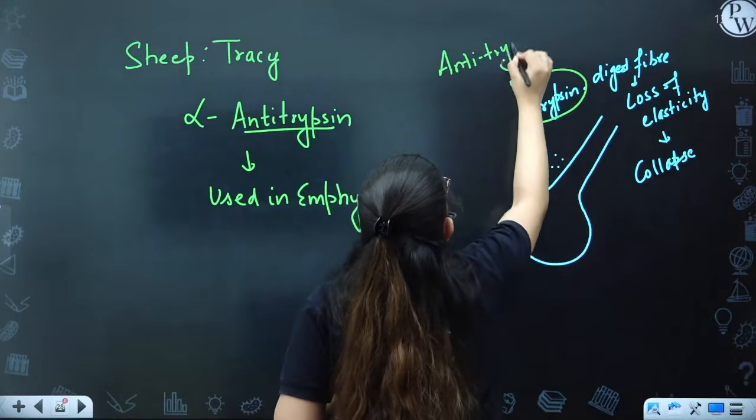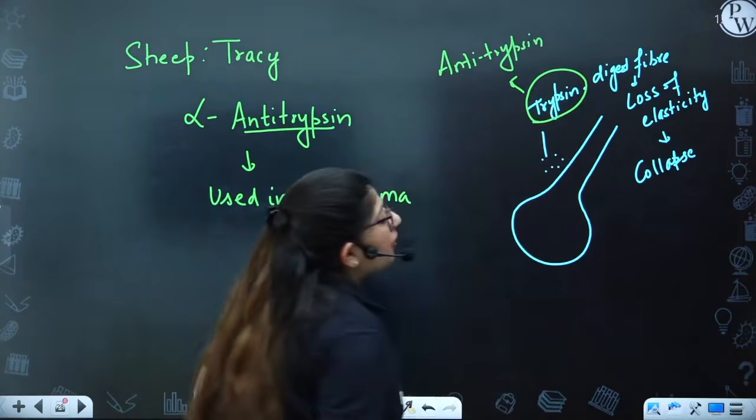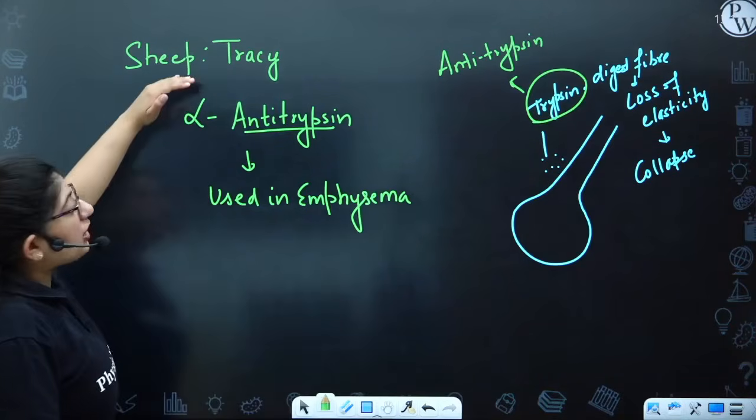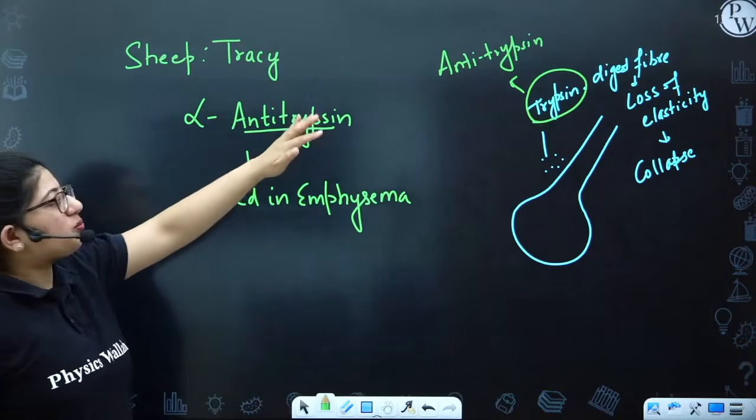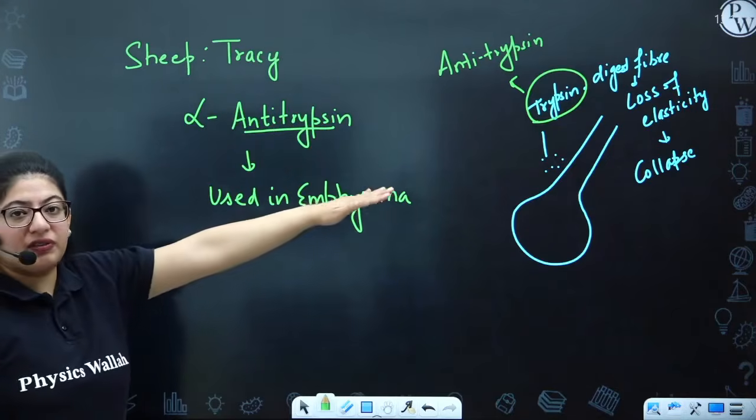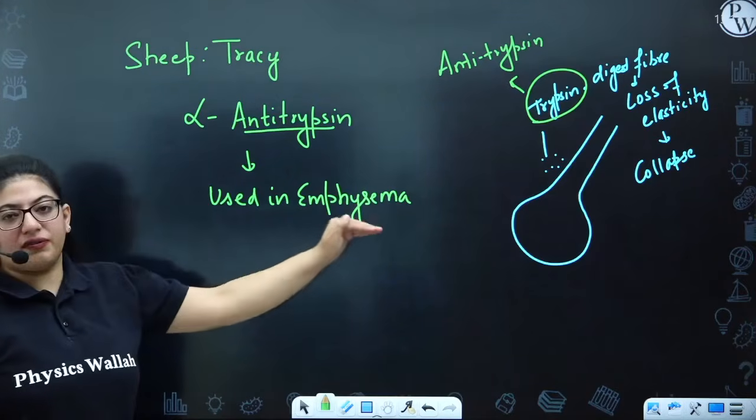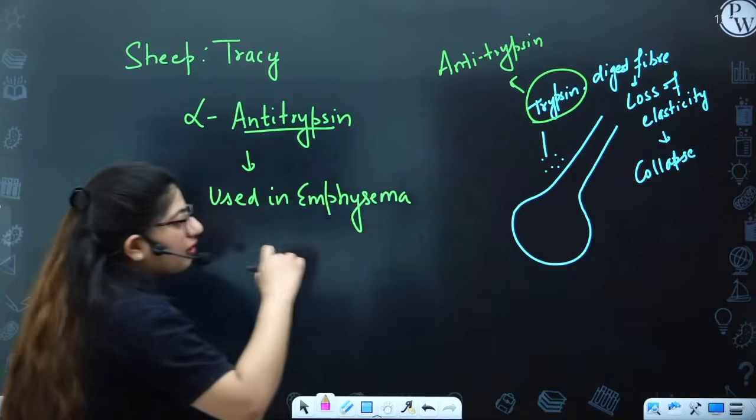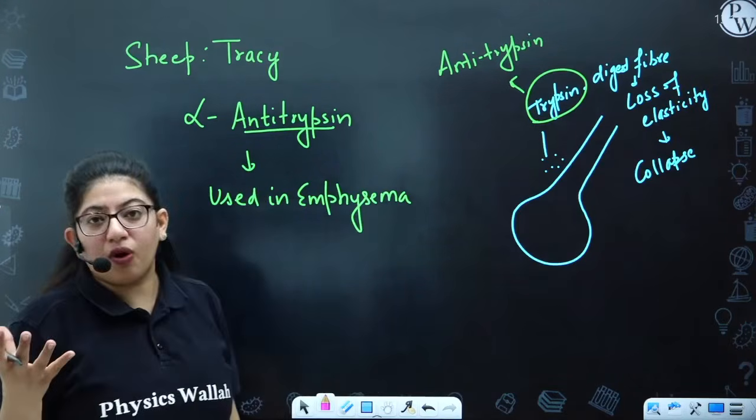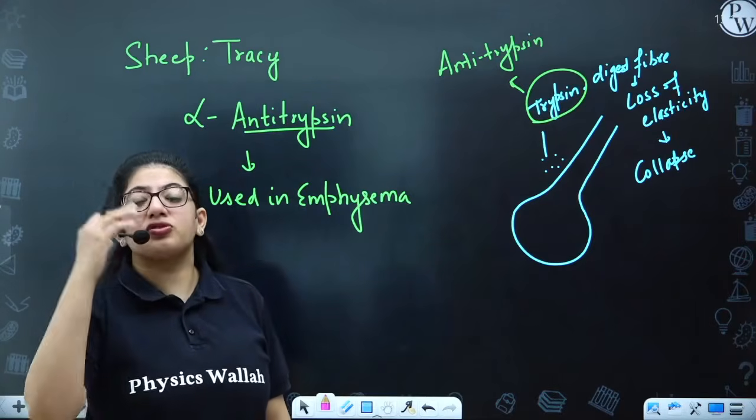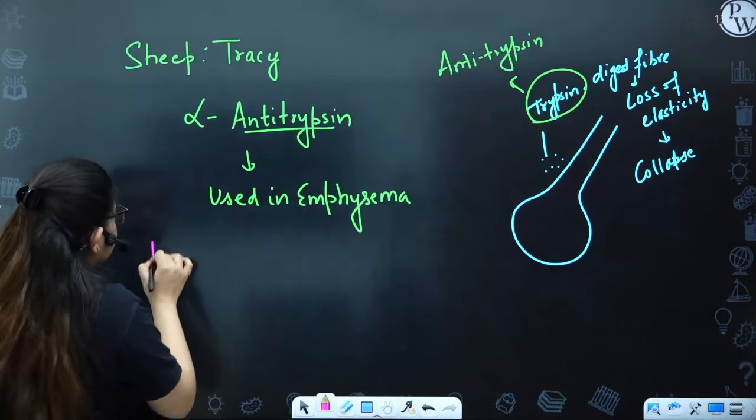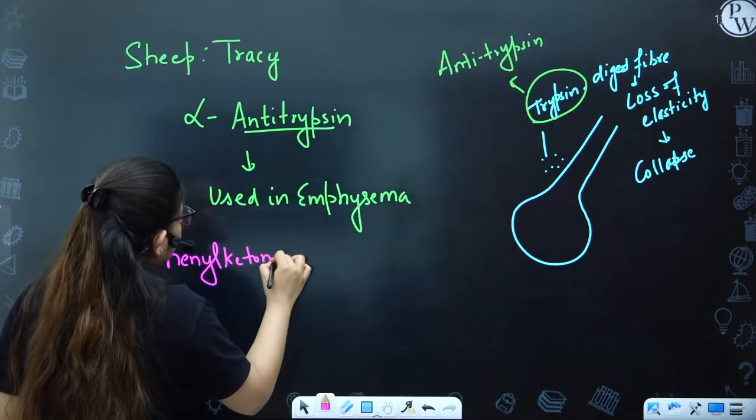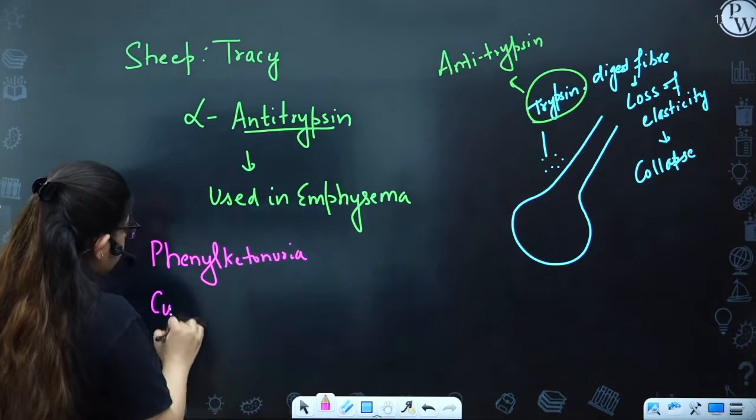So now the question was, who will produce antitrypsin? So we added a gene of antitrypsin in the sheep Tracy. So Tracy is producing alpha antitrypsin in the milk, and this is used in emphysema. Apart from emphysema, what other diseases do we have? We are working towards helping people benefit in those too, that is phenylketonuria and cystic fibrosis.